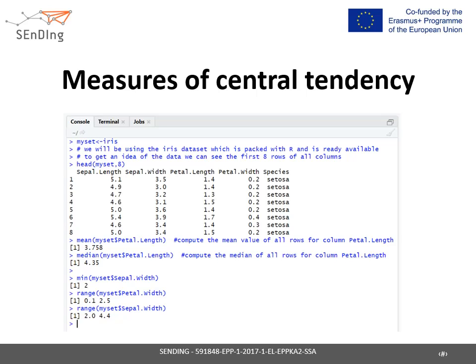For the examples we use the iris dataset, which is packaged with R and is readily available. This dataset has measurements for 150 flowers representing 3 species of iris: setosa, versicolor and virginica. To get a quick view of the data inside iris, we can use the head function and define how many of the first rows we want to see. Then, we call the mean function to compute the mean value of all rows for column petal length. Next, we calculate the median value and then the minimum value from column sepal width. Last, function range is applied to column petal width and sepal width and returns the minimum and maximum values therein.